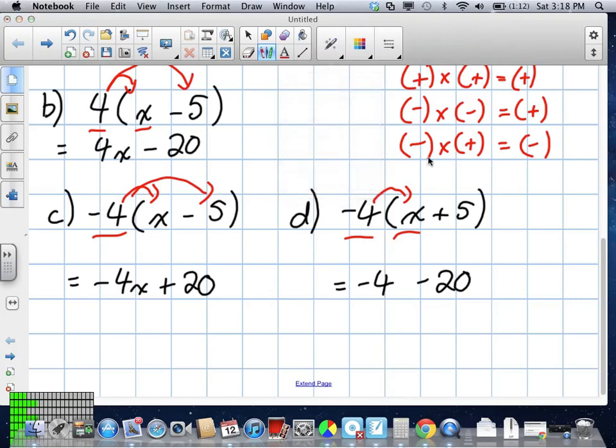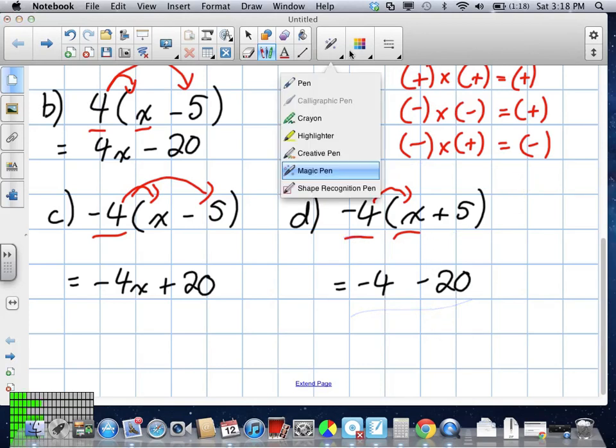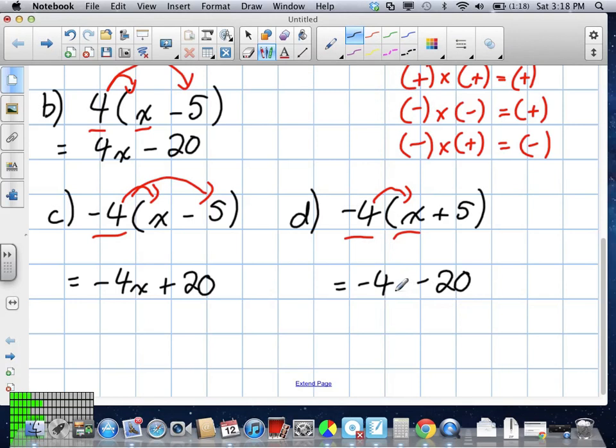So you had a negative times a positive, and it's a negative. So is this our final answer? Anything missing? The x, that's right. I knew it looked kind of wrong. Negative 4 times x is going to be negative 4x, right? So we've got to make sure we include all the terms. So there we go. We've got everything there.